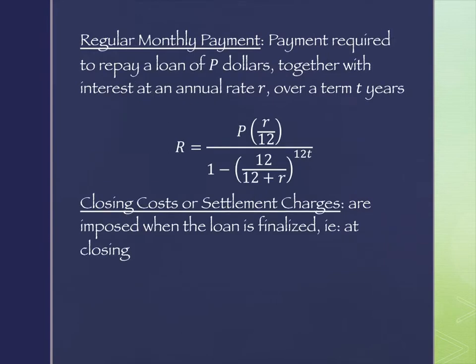All right, so here's the first formula for you. This is the payment that's required to repay a loan of P dollars together with an annual interest rate, R, over the term T years. So you see P, R, and T in there, kind of like when we were doing some of the interest stuff from before, taking on a little bit of a different nuance.